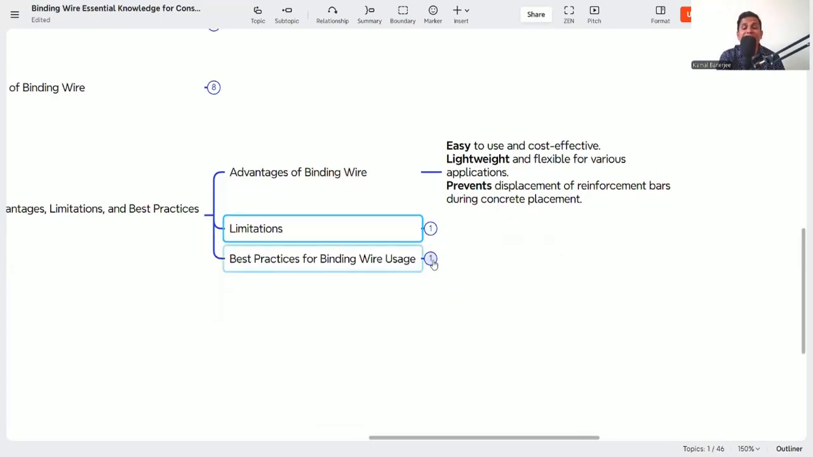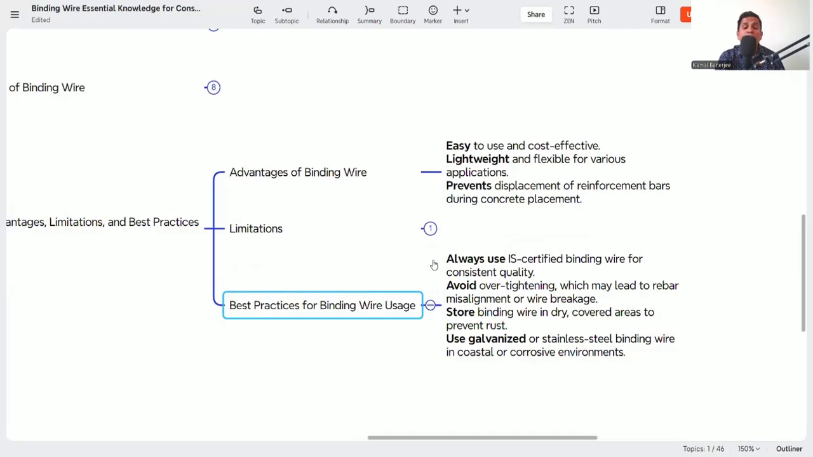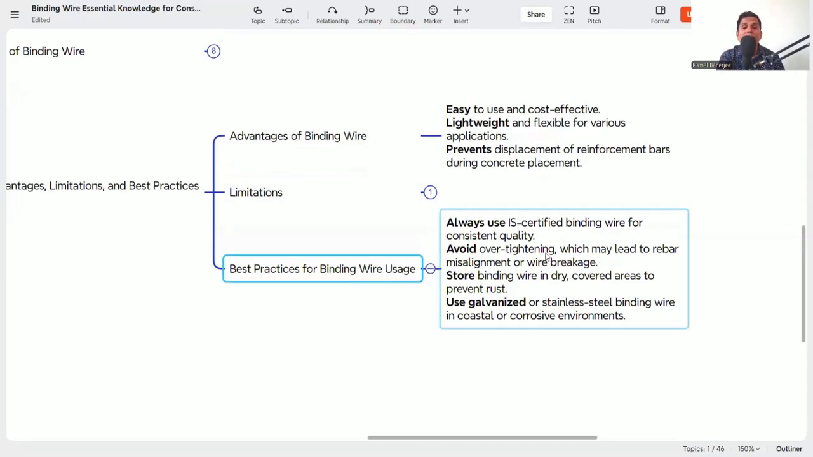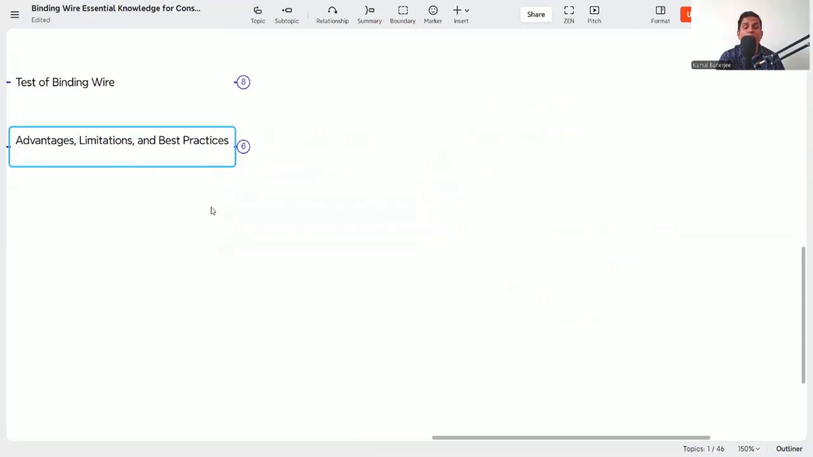And what are the best practices for binding wire? Always use ISI certified wire. That is the first and foremost criterion. Whatever binding wire you are getting, it should be ISI certified. Then avoid over-tightening, which may lead to rebar misalignment and wire breakage. Store the binding wire in dry covered areas to prevent rust, and use galvanized or stainless steel binding wire in coastal or similar environmental areas. That is the best practice whenever you are using binding wire.